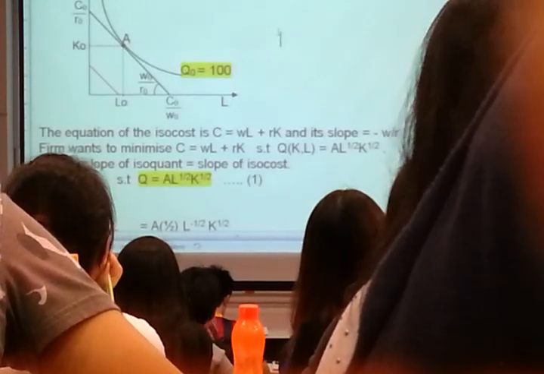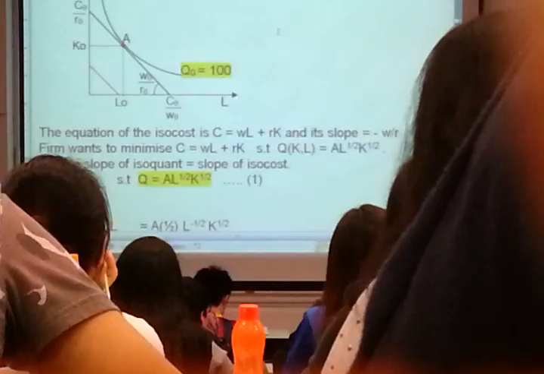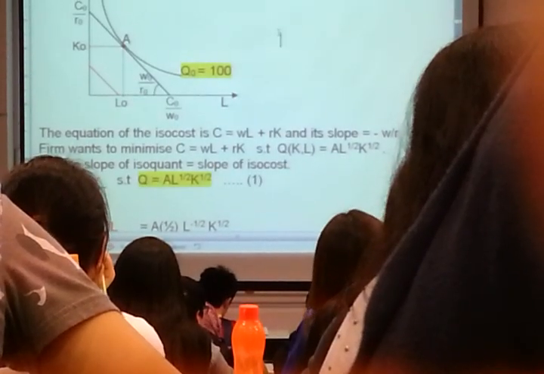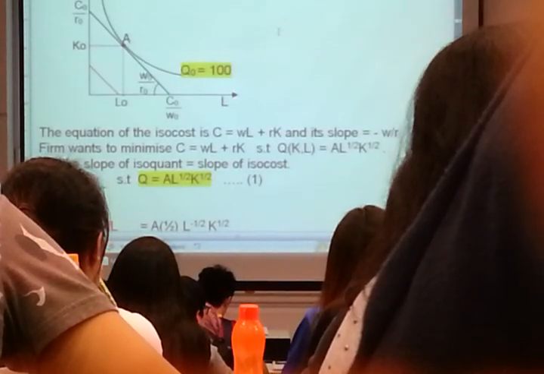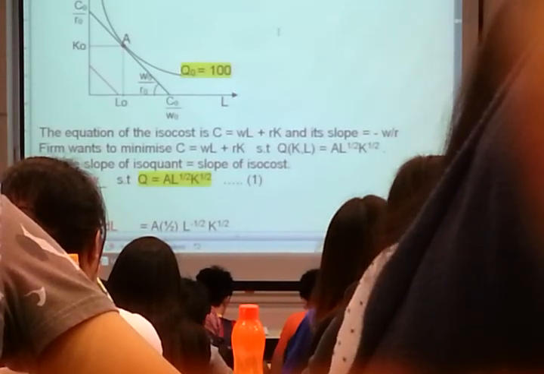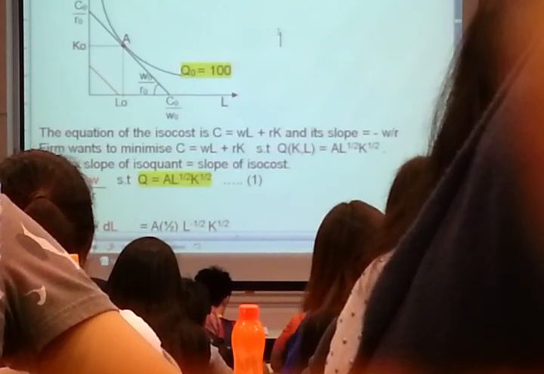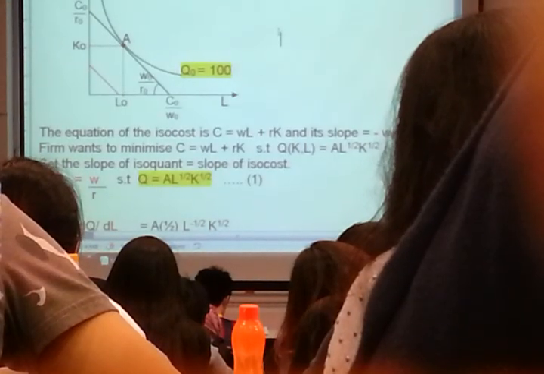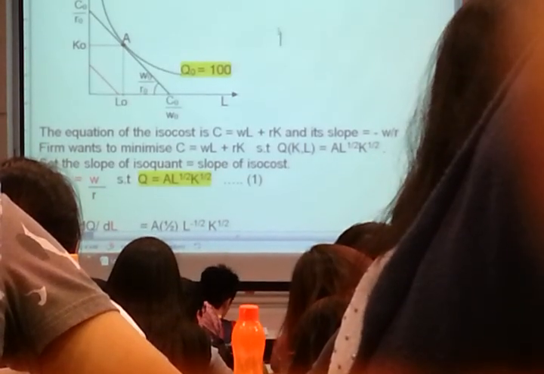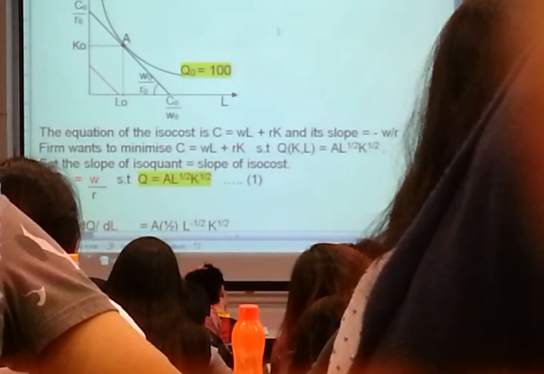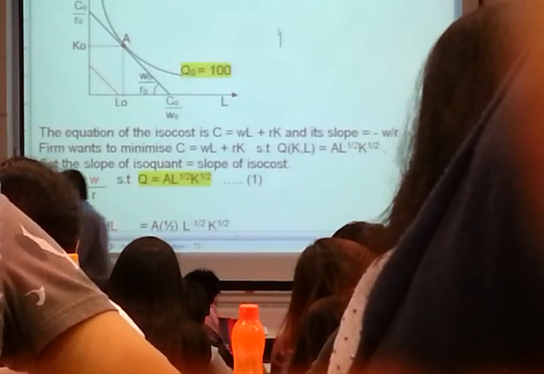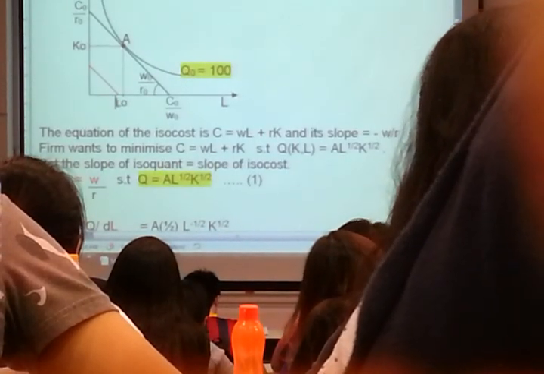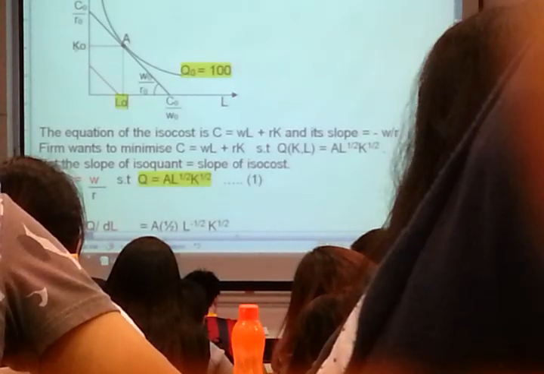Now, if I want to produce 100 units of X, of iPhone, the cheapest is to produce at A. So can you find for me the demand for labor and capital? This is what this chapter is all about, right? The demand for inputs K and L. So I know the cheapest way to produce 100 iPhones is to produce at A. A meaning I have to use L0 units of labor and K0 units of capital. So can you solve for me how to get K and L? How to find this? This is the optimal K.